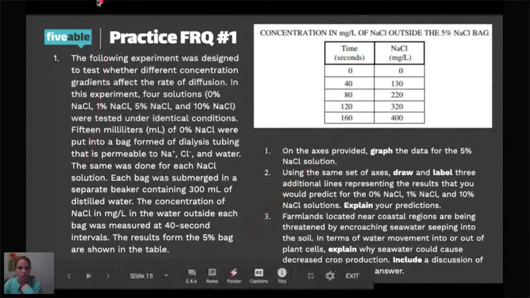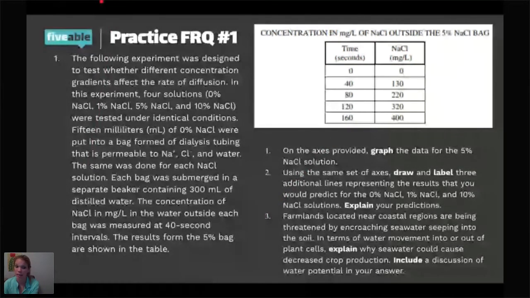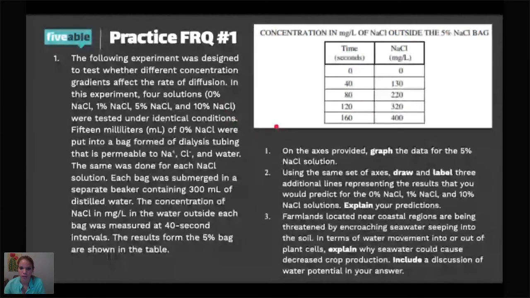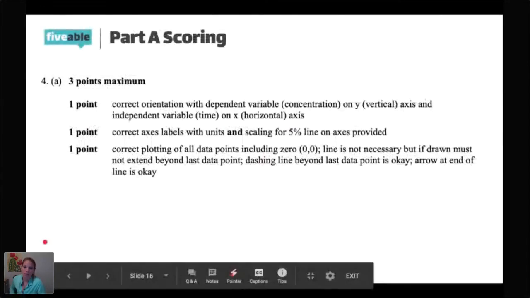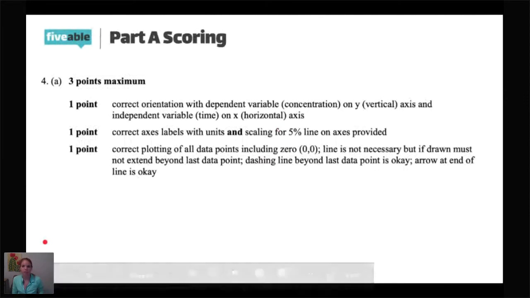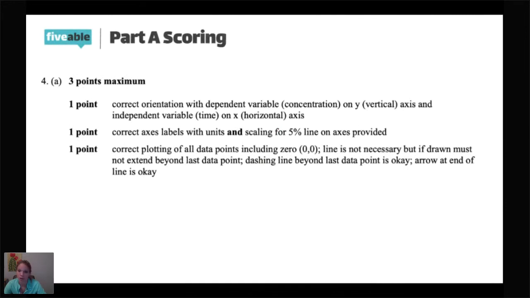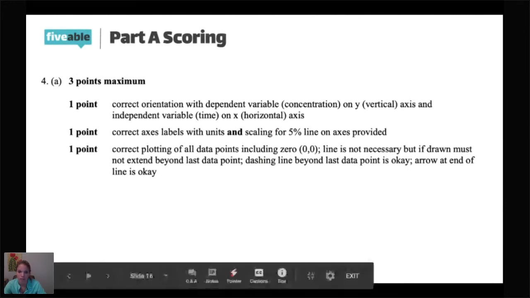Guys, I was an AP reader. I graded 5 zillion AP tests last summer. I know how this works. And there were so many kids I couldn't give a grade because they didn't put milligrams per liter, and it crushed my soul. So keep that in mind. I'm going to go ahead and show here. For part A, you can get 3 points maximum: correct orientation of the dependent variable on the y-axis and the independent variable on the x-axis, correct axes labels, and correct plotting of all the data points.